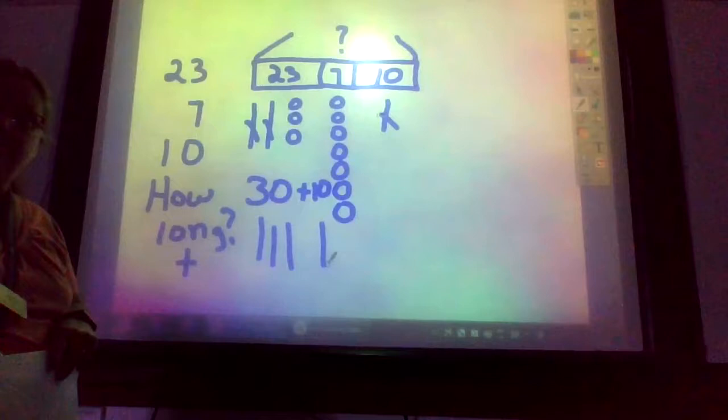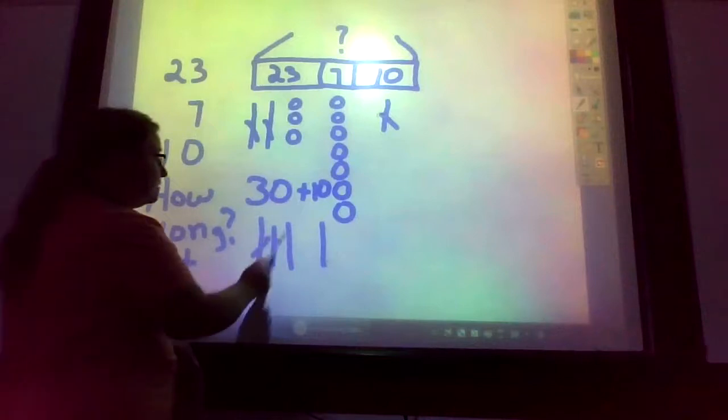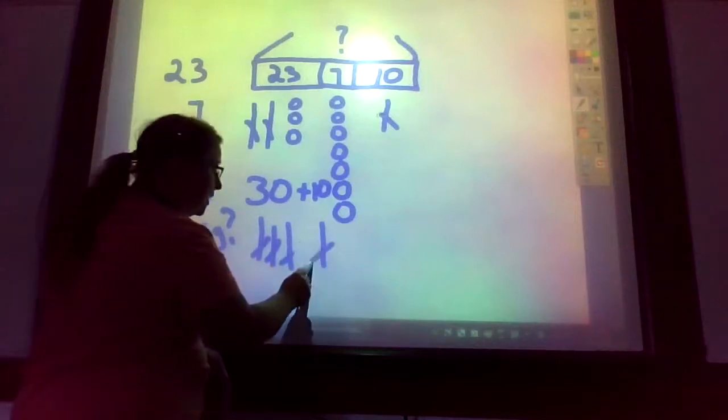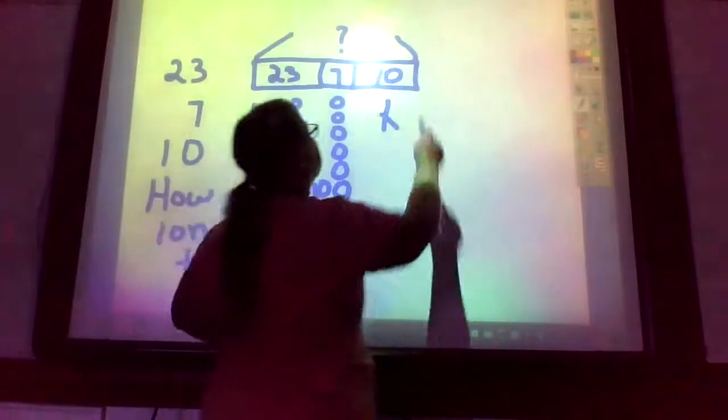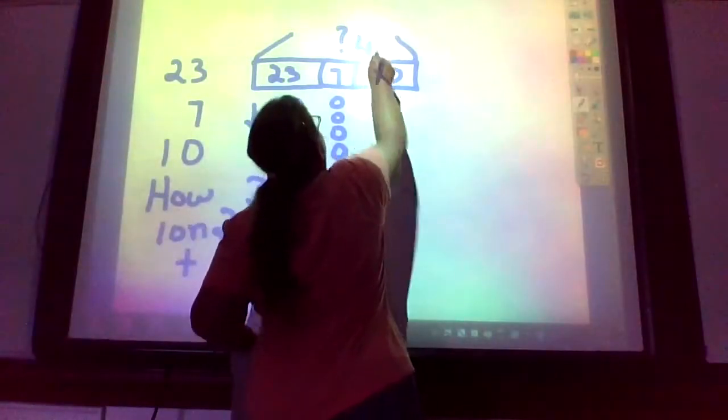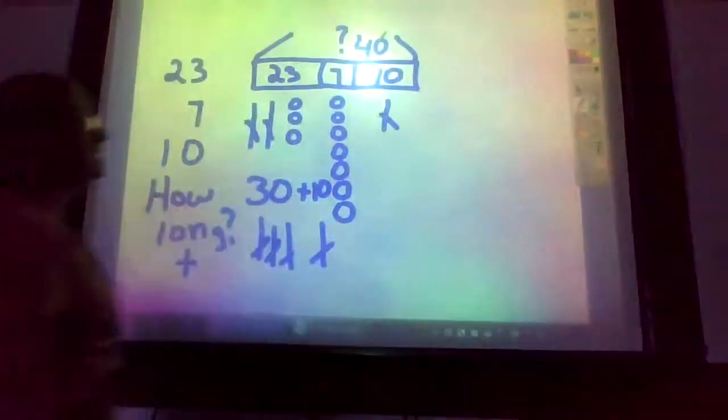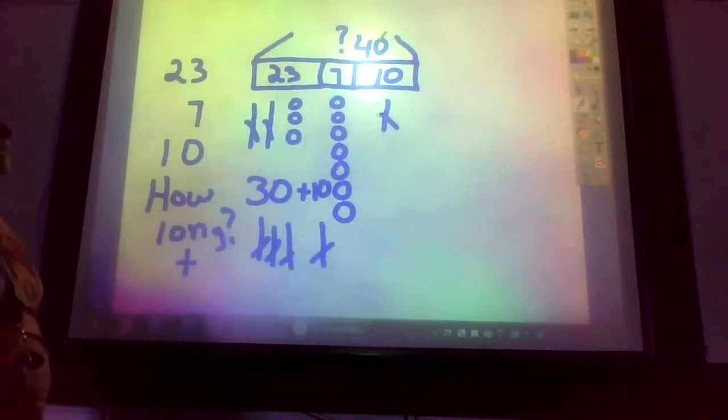Now I can count my 10s. 10, 20, 30, 40. Okay. The puppet is 40 centimeters long. Adding all of those together.